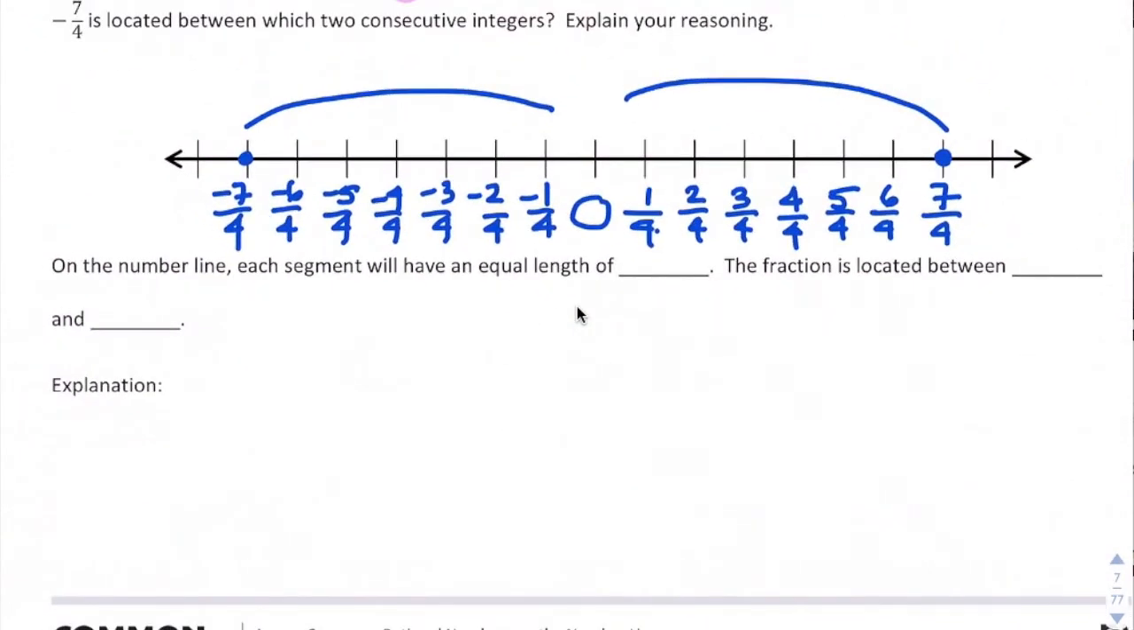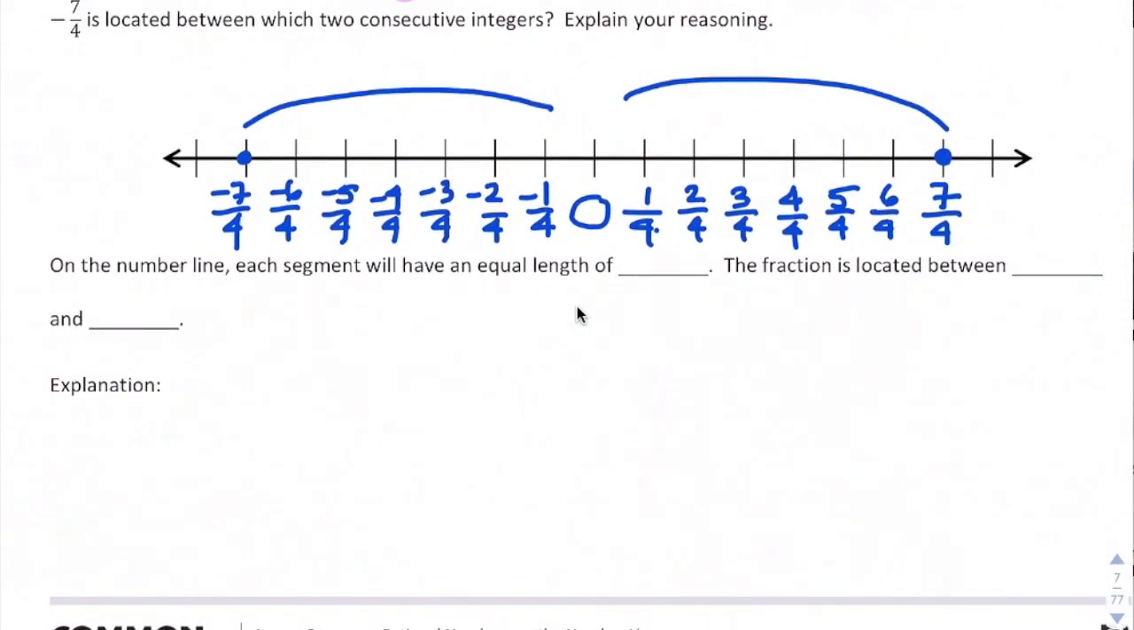So here they're kind of guiding us. They're saying on the number line each segment represents 1/4, and the fraction is located between. So negative 7/4 is located between. You can see here is negative 1, and the next one would actually be negative 2. That would be negative 8/4. So between negative 1 and negative 2.